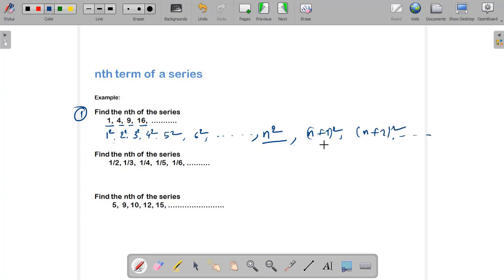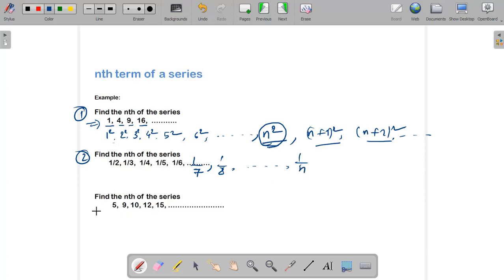We don't take this number, but we take only the nth term, that is n square. So the nth term of the series 1, 4, 9, 16 is n square. Now we take the second example. Do you see 1 by 2, 1 by 3, 1 by 4, 1 by 5, 1 by 6? Then the number is 1 by 7, then 1 by 8, then dot dot dot, then the nth term of the series is 1 by n. Okay.